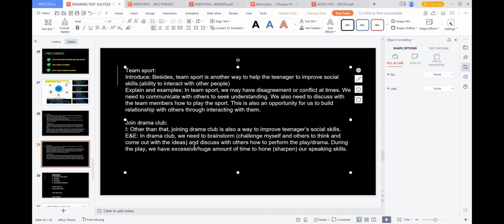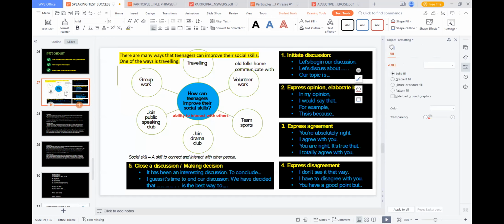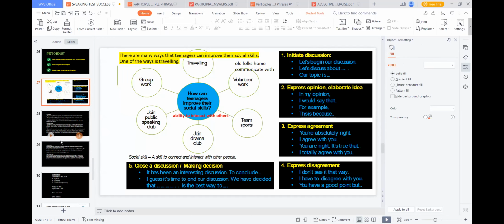Excessive means huge. You just choose either one. Excessive, because the teacher will listen to what kind of vocab you are using. I'm using vocabulary because the teacher will know where your level is. I'm using hone, I'm using excessive, I'm using brainstorm. Okay, so this one will help boost up my language part. Okay, then next one, join public speaking club.